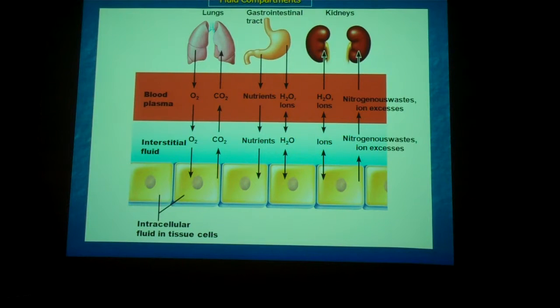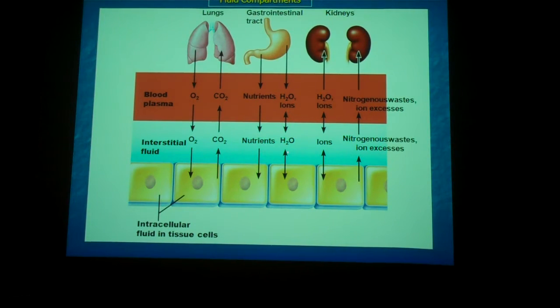This is just another way of expressing fluid compartments and the way fluid and nutrients and metabolic waste move back and forth. So with the lungs here, you can see we're taking in oxygen that goes to cells for cellular metabolism, and we're giving off CO2, which the lungs get rid of. Our nutrients come from what we ingest for cells to use. So that's going this way towards cells.